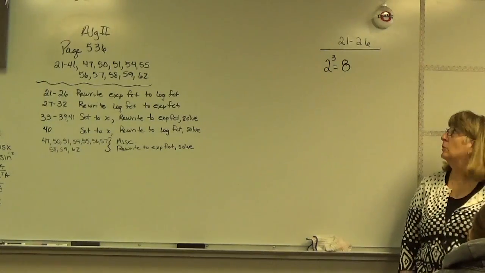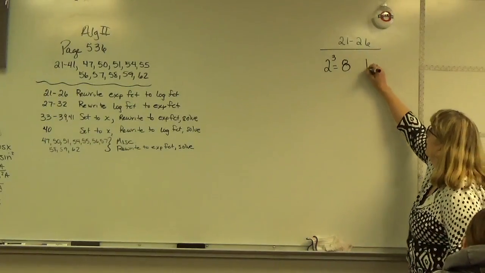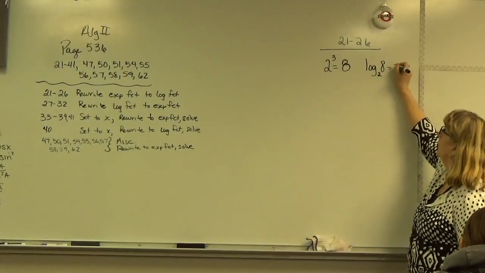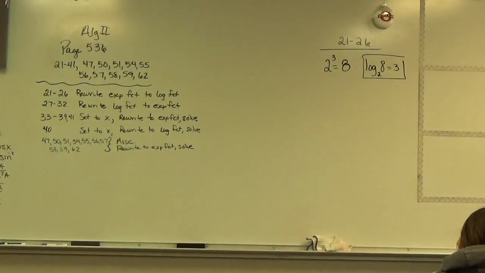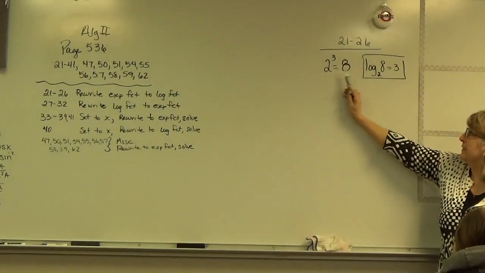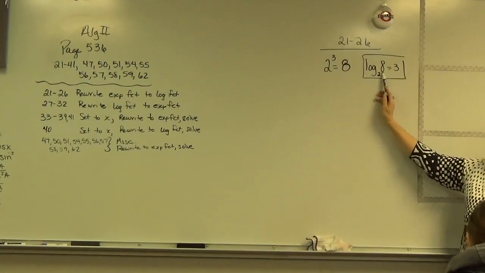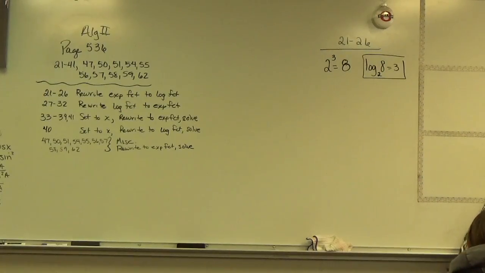Okay, 2 cubed equals 8. Mary Lynn, how would you write that in log form? Log of 8, base 2, equals 3. That's all you're doing. Robert, did you kind of catch what we did? Log of 8. The base still stays the base in logs. The value is what you're taking the log of, and it's always equal to the exponent. So all it is, is a rewrite.